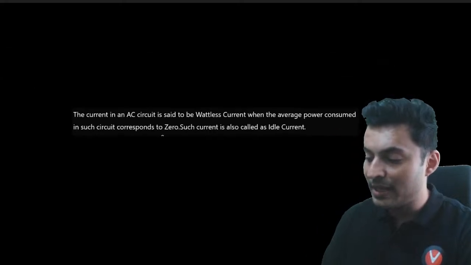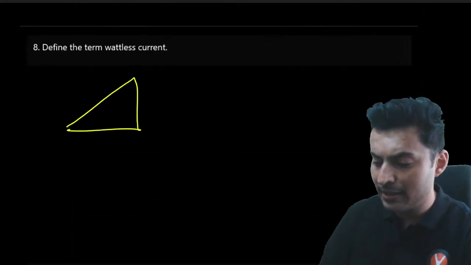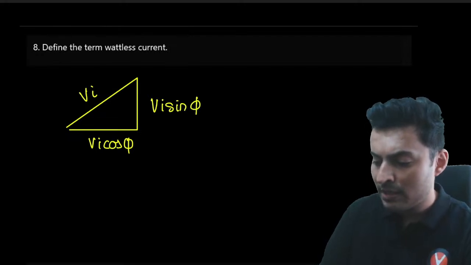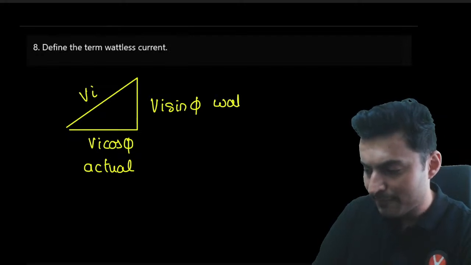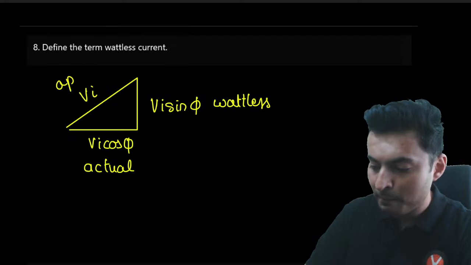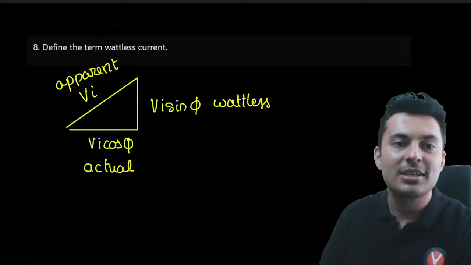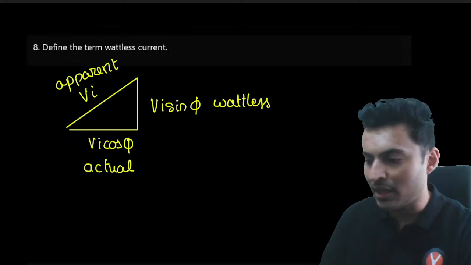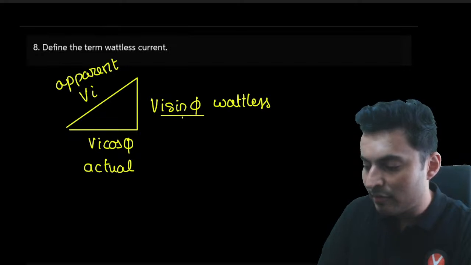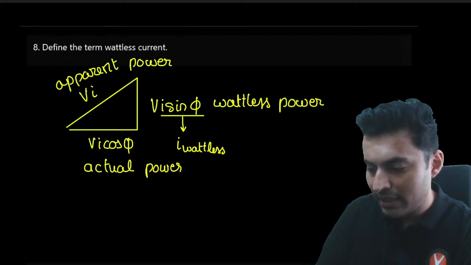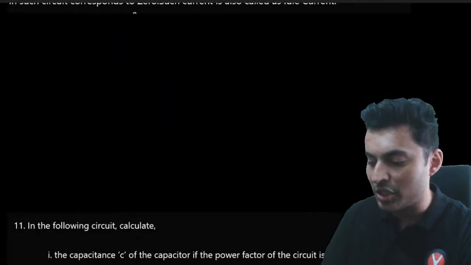And basically, you will see that it comes from this particular triangle. You can show VI, VI cos phi, and then VI sin phi. This is the actual, this is wattless, and this is the apparent. So that is the formula for wattless current, VI sin phi, and it is the current which does not cause any kind of energy losses. So I sin phi becomes the wattless current, because VI sin phi becomes the wattless power. This is the actual power. VI was the apparent power. This is also called the power triangle. We just did it in the graphs session.